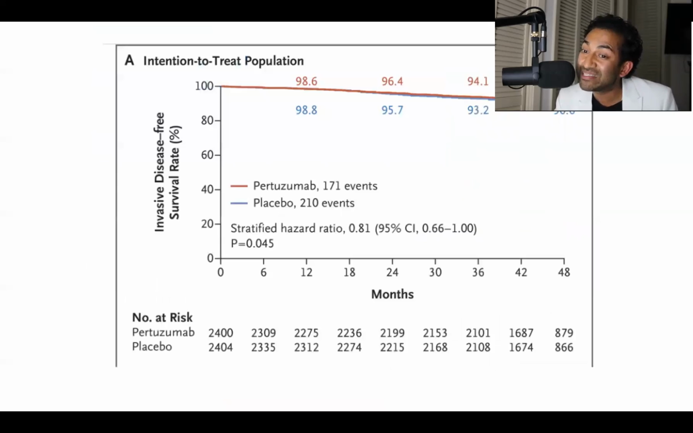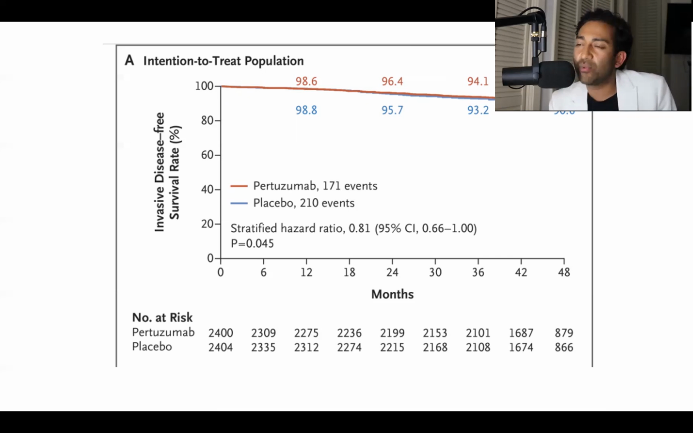And we did get the result. And this was different because this is a P of 0.045, and that's a win. That's a win. But look at the curves. Boy, you can say a lot of things, but I think one thing you can't say, you can say that pertuzumab has a role in adjuvant breast cancer.